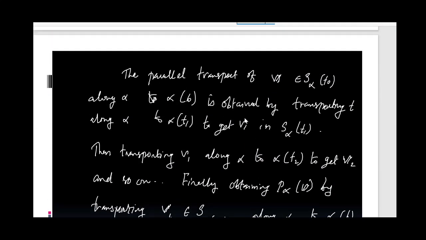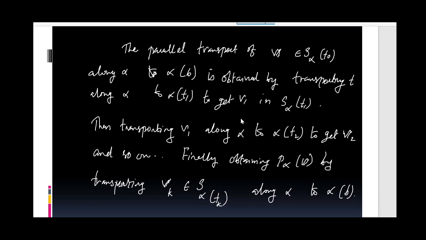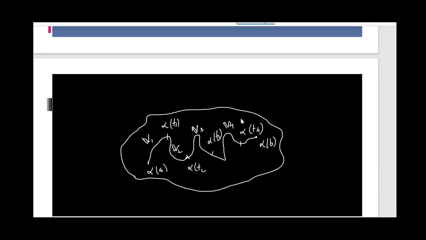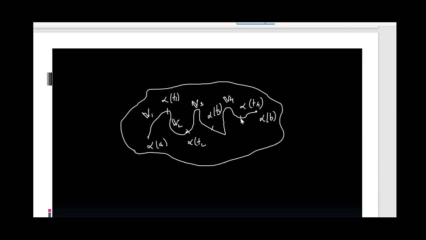So like this we can proceed whenever a piecewise smooth curve is given. The parallel transport of V belonging to S_alpha(t_0) along alpha to alpha(b) is obtained by transporting V along alpha to alpha(t_1) to get V_1 in S_alpha(t_1), then transporting V_1 along alpha to alpha(t_2) to get V_2, and so on. If you continue like this, you will get the parallel transport up to alpha(b).